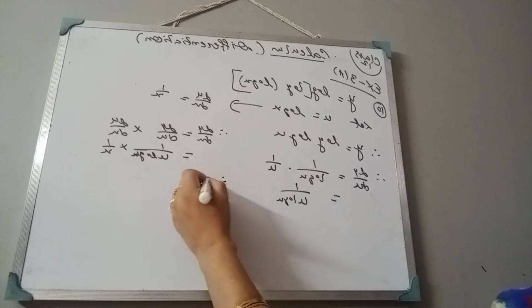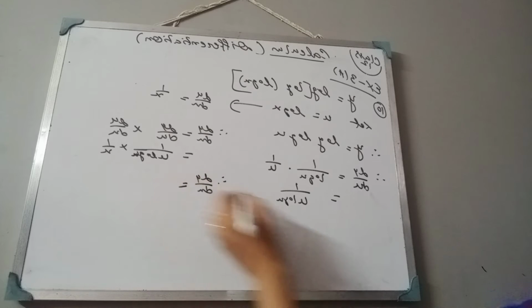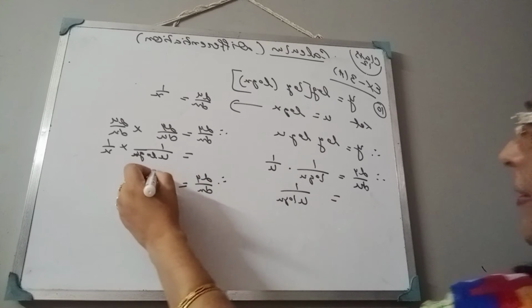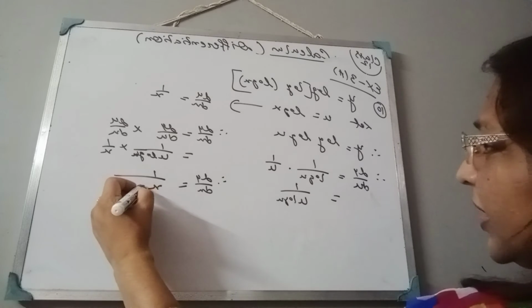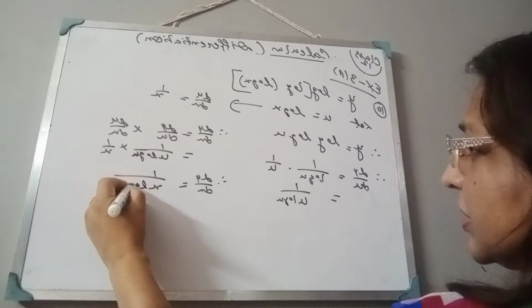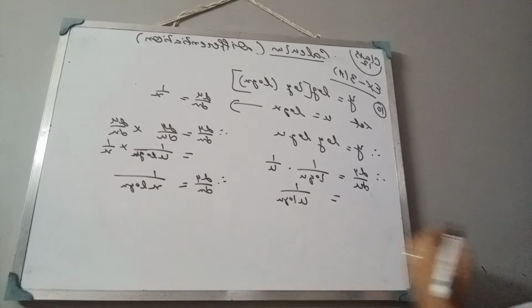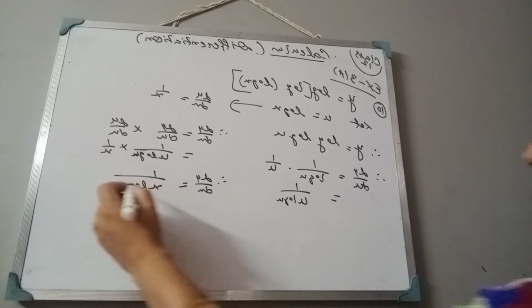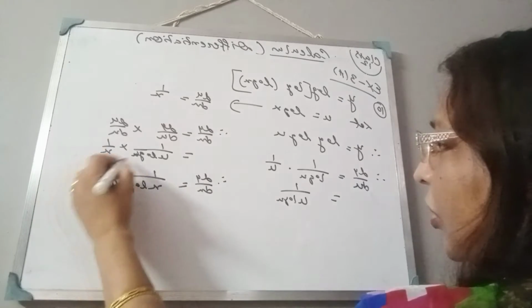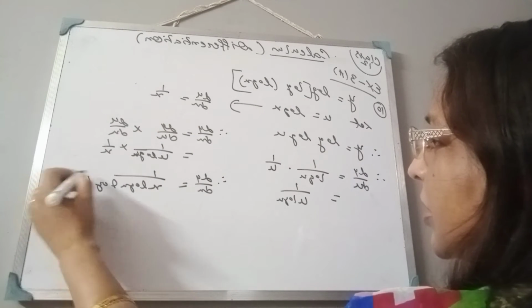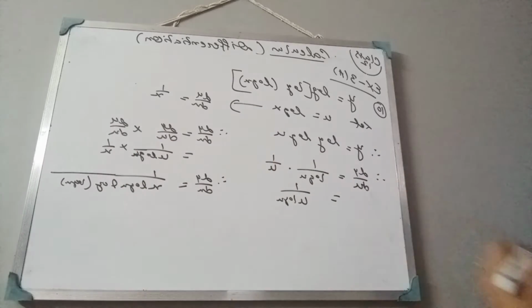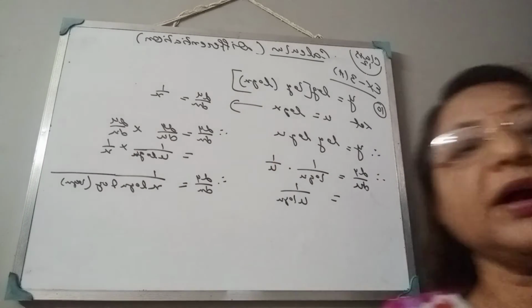Therefore dy/dx is equal to how much? 1 by x is there. u means log x, so it is coming x log x. And then log u means log x. So log of log x. This is written, so this will be the answer.